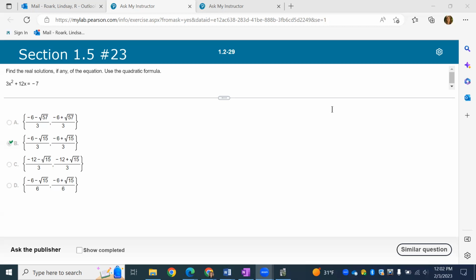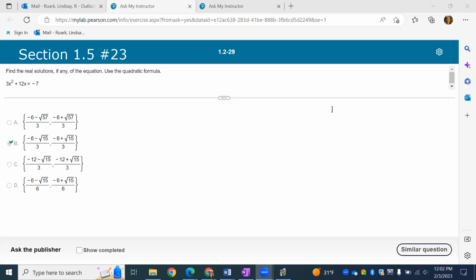Okay, so the question says, find the real solutions, if any, of the equation, use the quadratic formula. Just a little side note, if it says real solutions, that means they wouldn't want the solutions with an i in it for imaginary. We can have imaginary solutions. Sometimes in this section they will say find all possible solutions, and that would cover real and imaginary, but this one we just want real.